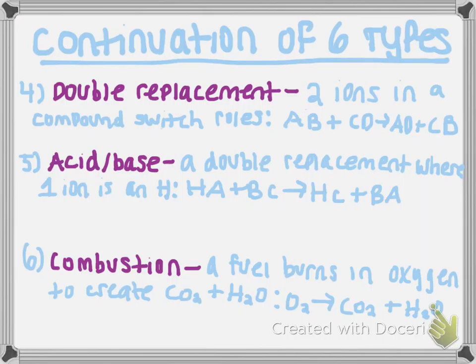The fifth type would be acid-base. This is when a double replacement occurs with 1 ion being an H. So here we have HA plus BC equals HC plus BA. What happens here is H and B switch roles. So it's a double replacement with an H. So H now is with C and B is now with A.